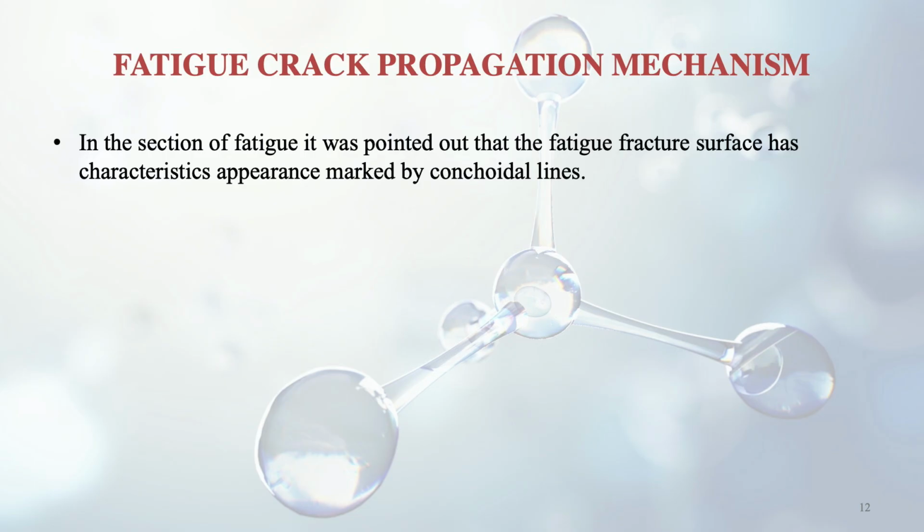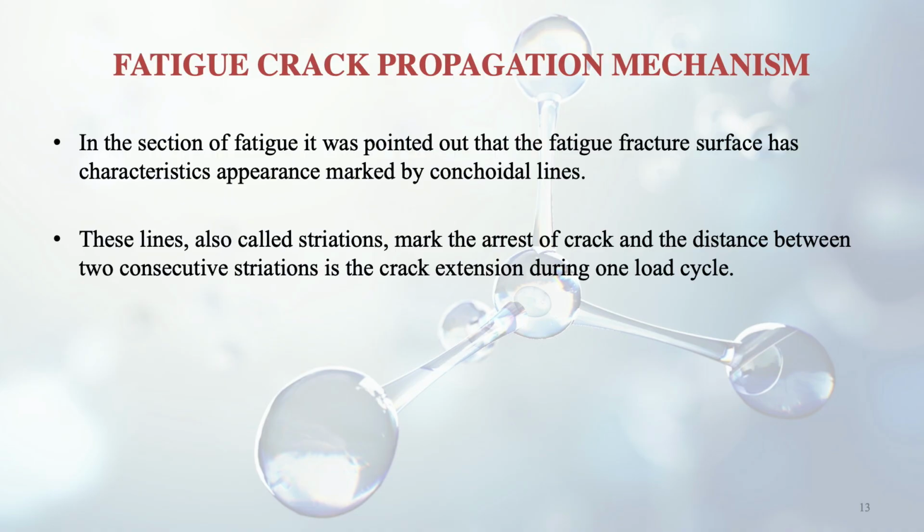So how does this fatigue crack propagation take place? Its mechanism I will now discuss with you. If you recall, in the section on fatigue it was pointed out that the fatigue fracture surface has a characteristic appearance marked by conchoidal lines. There we had discussed conchoidal lines, if you remember.